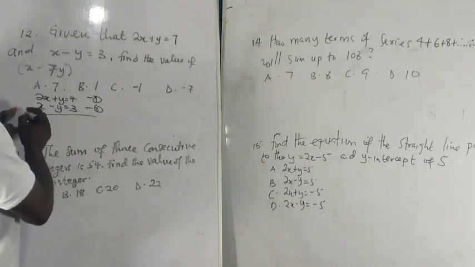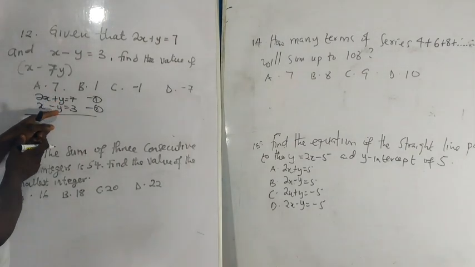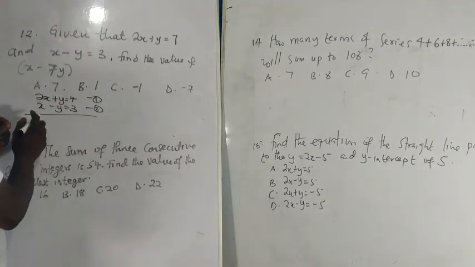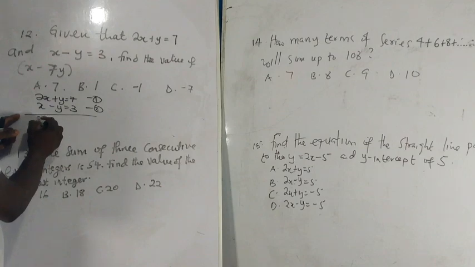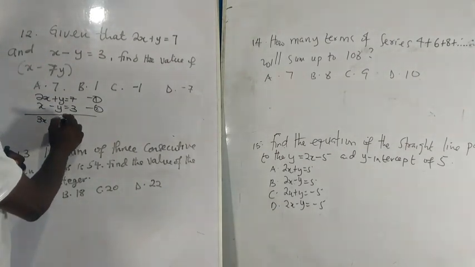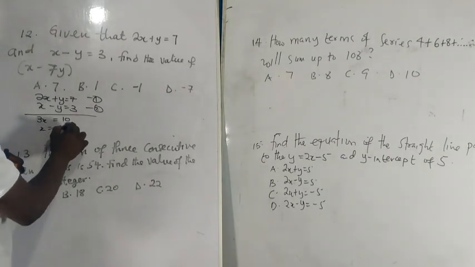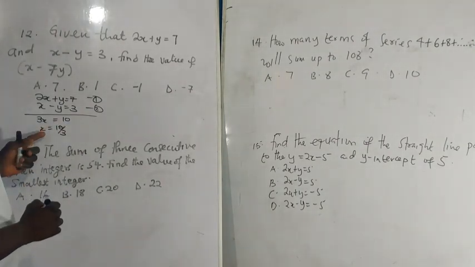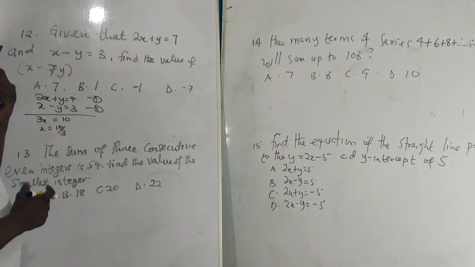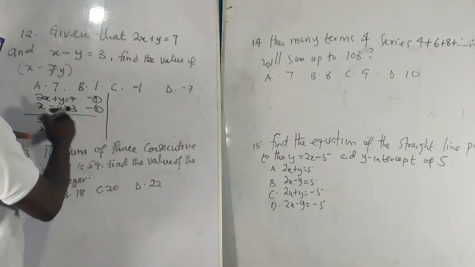Simplifying, we just add because we have positive y and negative y. So when you add these two equations, you are going to get 3x, and then the y terms will go away. Then we have 3x is equal to 10. So our value of x is equal to 10 over 3. Now we can use this x to also find y. So let's put it in the equation. Let's say we have equation 1.